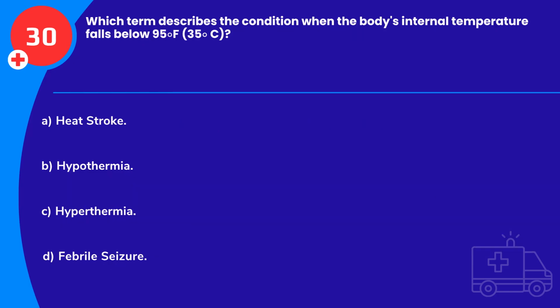Question 30. Which term describes the condition when the body's internal temperature falls below 95 degrees Fahrenheit, 35 degrees Celsius? A. Heat stroke. B. Hypothermia. C. Hyperthermia. D. Febrile seizure.